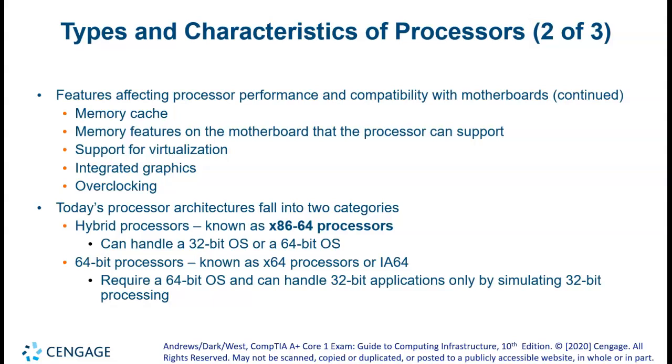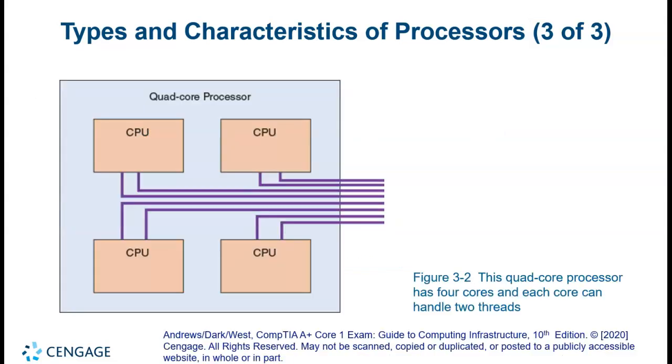Today's processor architectures fall into two categories. Hybrid processors, known as x86-64 processors, can handle a 32-bit or 64-bit OS, which is operating system. Or 64-bit processors, known as x64 or IA64, require a 64-bit OS and can handle 32-bit by simultaneous 32-bit processing. Most of us have 64 nowadays. Here are the types and characteristics of processors.